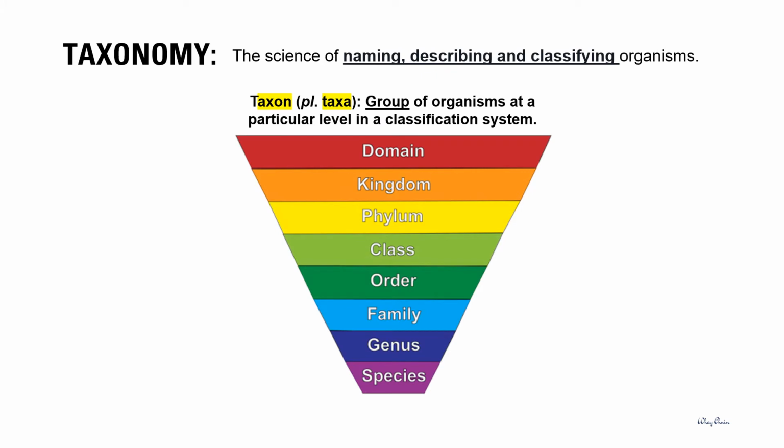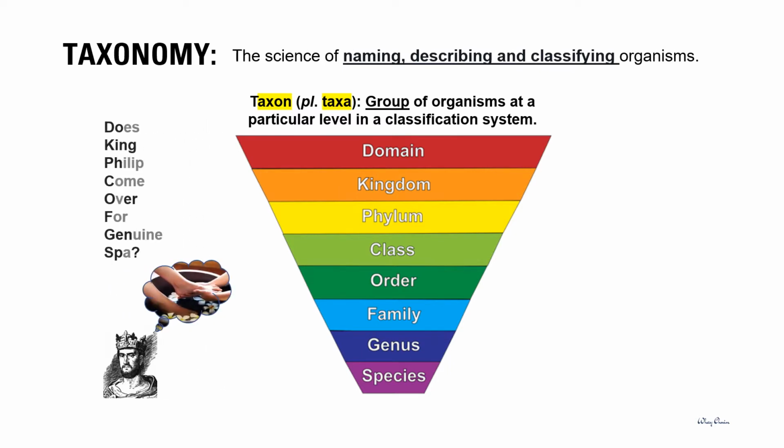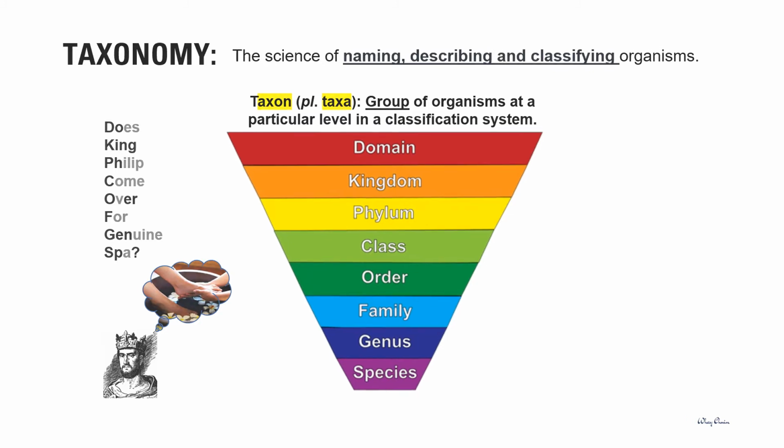So according to the taxonomy hierarchical classification, we have 8 taxa here, which start from the biggest one, or the broadest one, which is domain, to the most specific one, which is species. The order of the taxa is specific, so students must have your own way or method to remember the order.